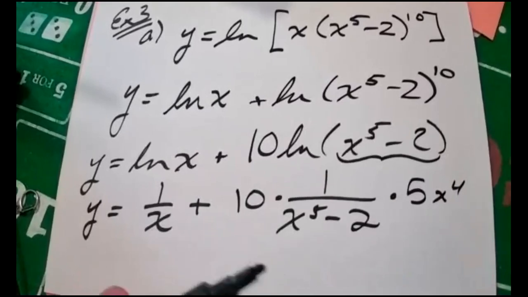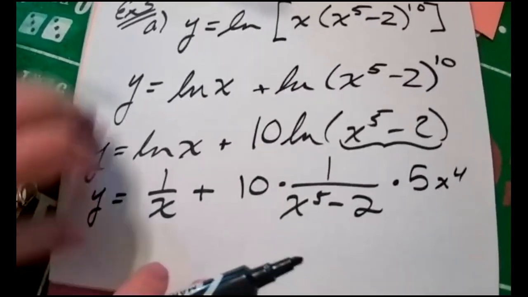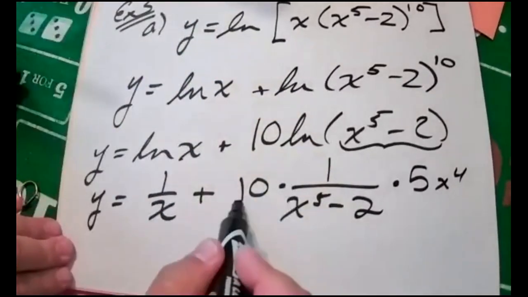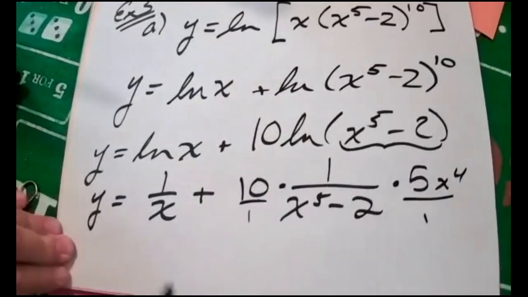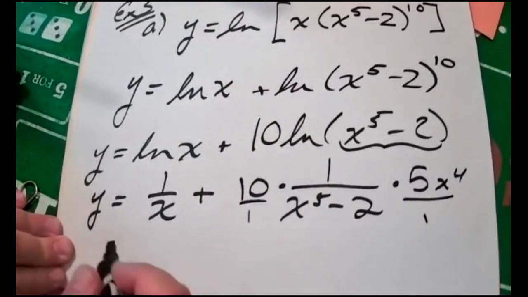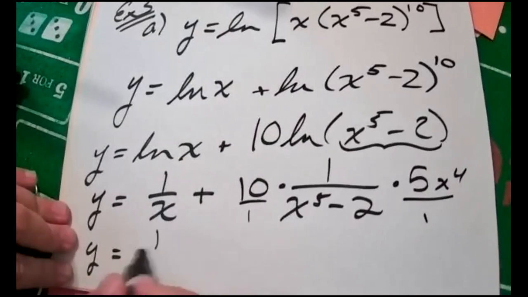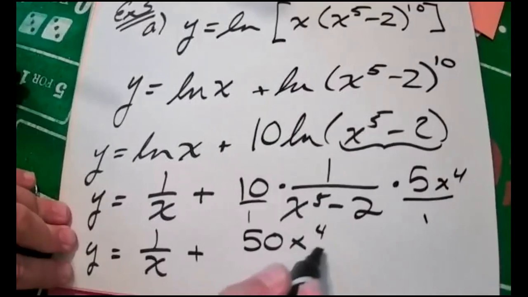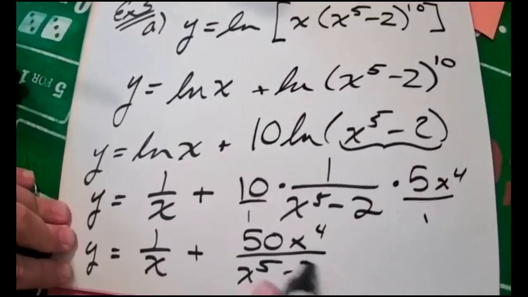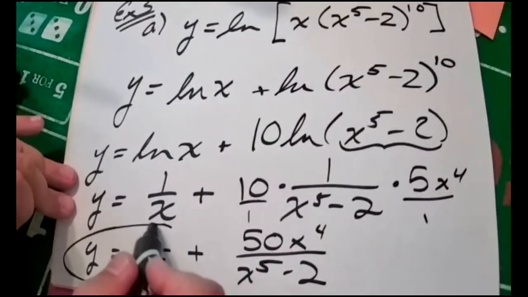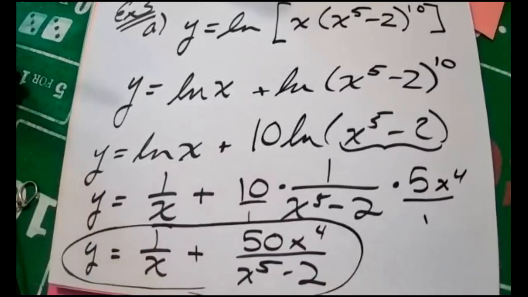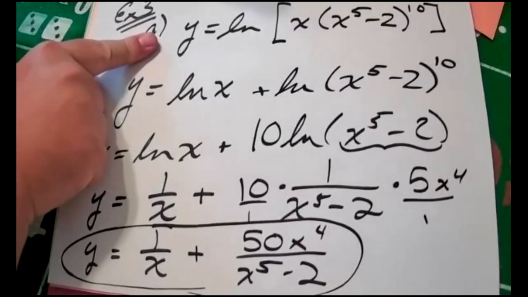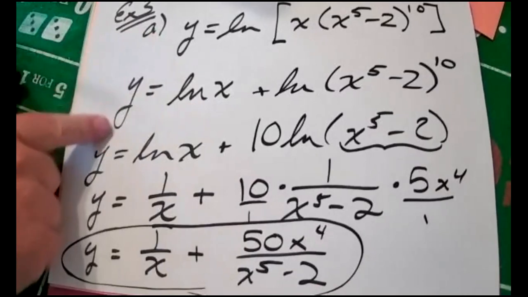To make it a little bit more practical and simplified, maybe I'll recognize that 10 and 5x to the 4th are both over 1 and put them in our numerator there. So I have y prime equals 1 over x plus 50x to the 4th all over x to the 5th minus 2. This is the solution we're looking for in a question like this, where you find the derivative of a complicated logarithm that can be broken down using properties first.